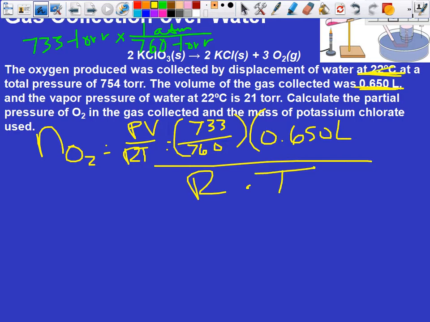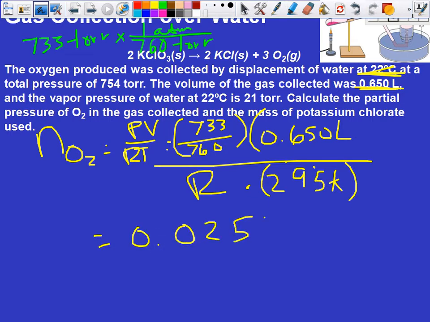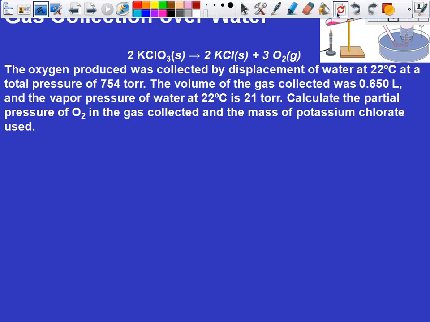And again, the temperature was 295. So I guess I could write that in. That'd be helpful for you guys. 295 Kelvin. And if you run your math here, you're going to get 0.0259 moles of O2. All right, so now what you're going to have to do is go mole to gram of KClO3.